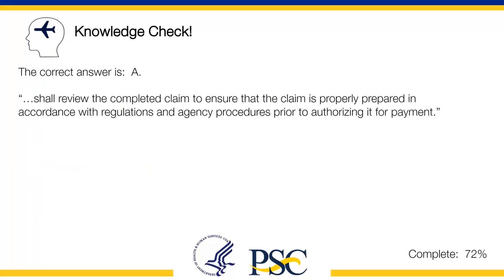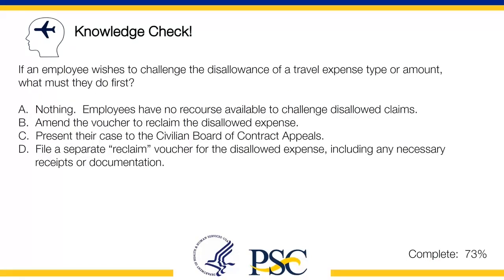The correct answer is A. Shall review the completed claim to ensure that the claim is properly prepared in accordance with regulations and agency procedures prior to authorizing it for payment. If an employee wishes to challenge the disallowance of a travel expense type or amount, what must they do first? A. Nothing. Employees have no recourse available to challenge disallowed claims.